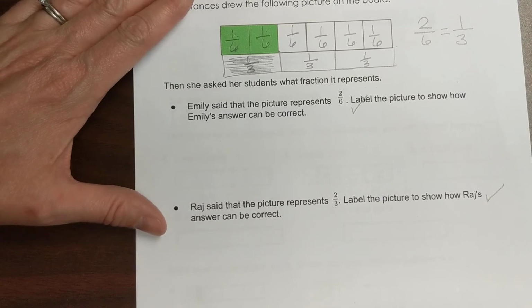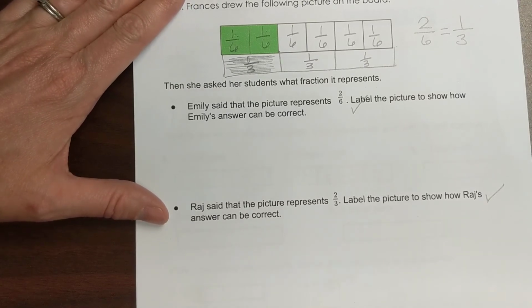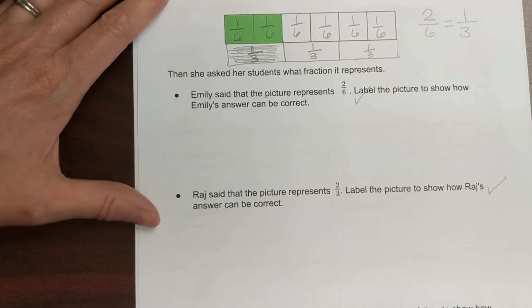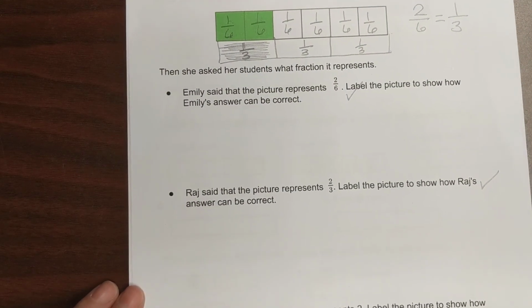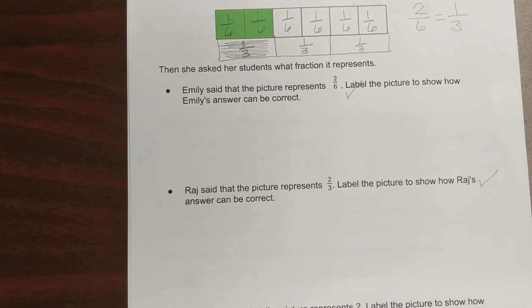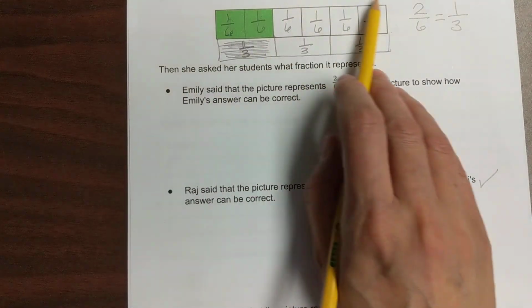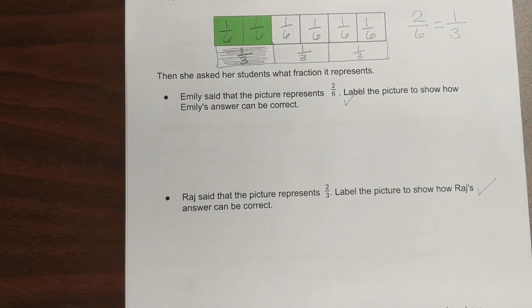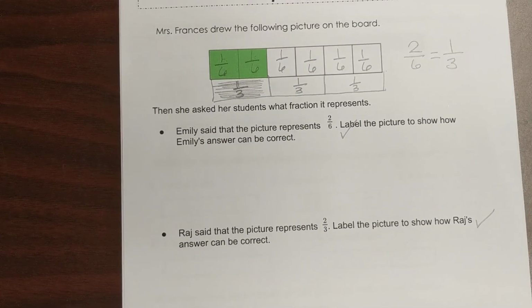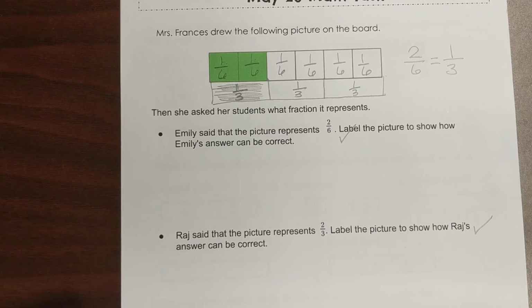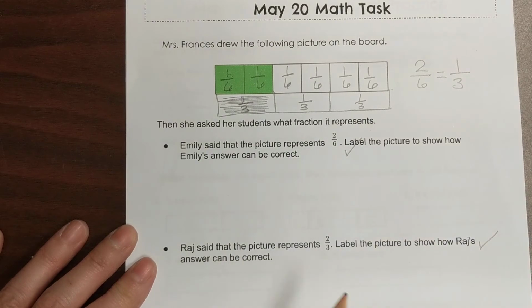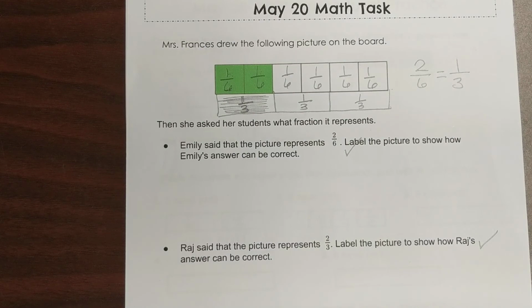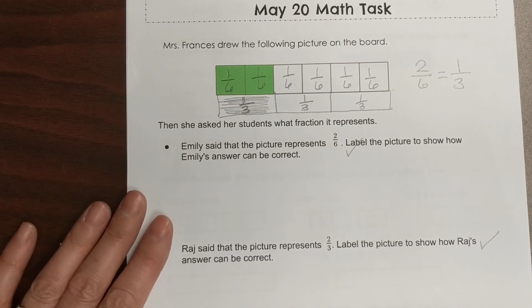Now Alejandra said the picture represents 2. Label the picture to show how Alejandra's answer could be correct. I would like you to try that section on your own and label this picture as 2. And if you come up with an answer, please post it in our Class Dojo class story and or in our portfolio. And you can either write the answer or you can draw it out. And I'd like to see your answer. So these are comparing fraction strips, and this is a lot of what we've already covered this school year and what we went over in Khan Academy since we've been out.